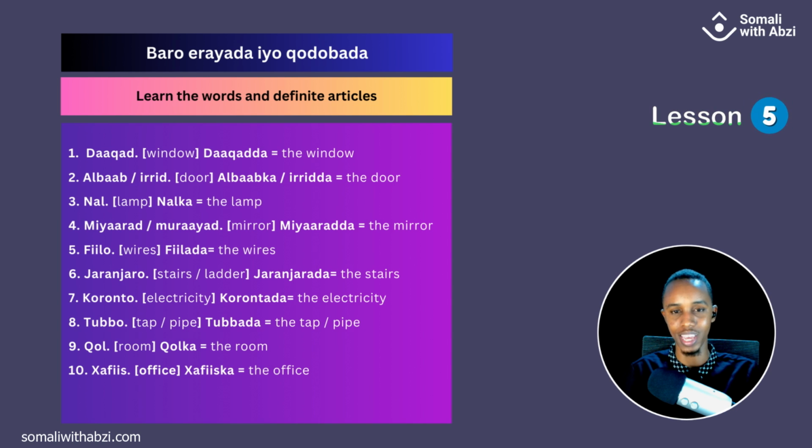Then you can add yda for female nouns. We're going to learn all those, no problem. We're just making one example. Then it will be daaqadayda. So that means you cannot skip the definite articles to make my or to use in real Somali sentences. So this is very useful and you have to learn it very carefully. Now let's read together the words with the definite articles.